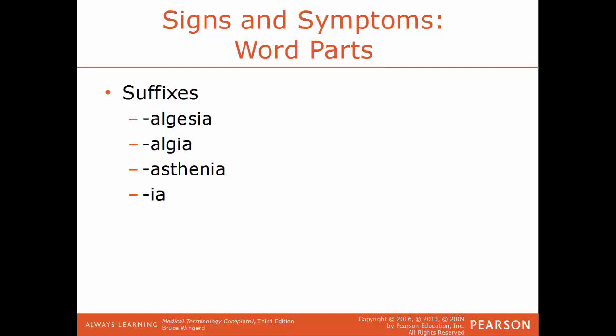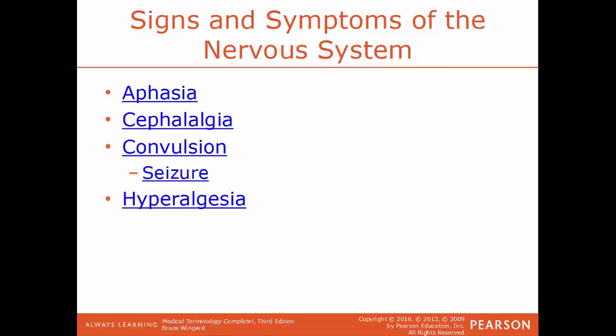Some common suffixes you'll see. Algesia is a reference to a sensitivity to pain. Algia is pain in general. Asthenia is a lack of strength. Ea is a condition.